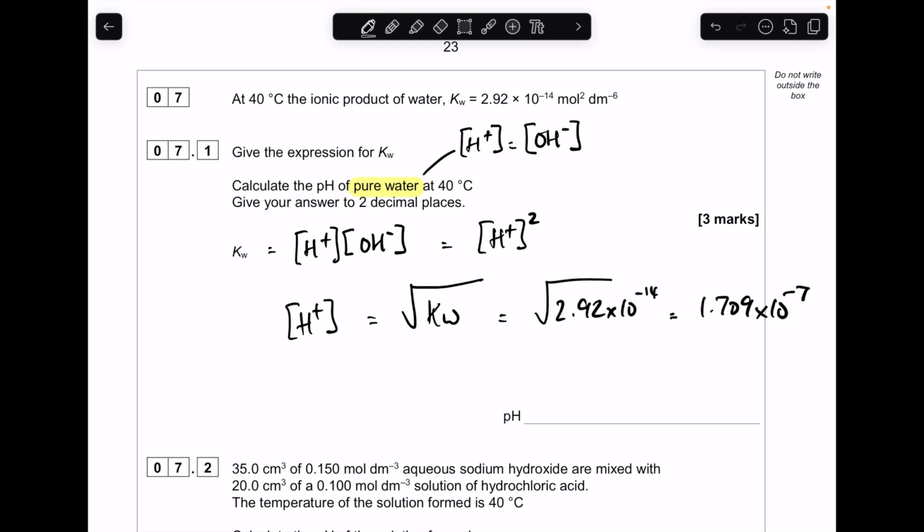So just sub in that value they've given us for Kw, and the H+ concentration is coming out at 1.709 times 10 to the minus 7. So we just need to minus log that for the pH, which to 2 decimal places is 6.77.